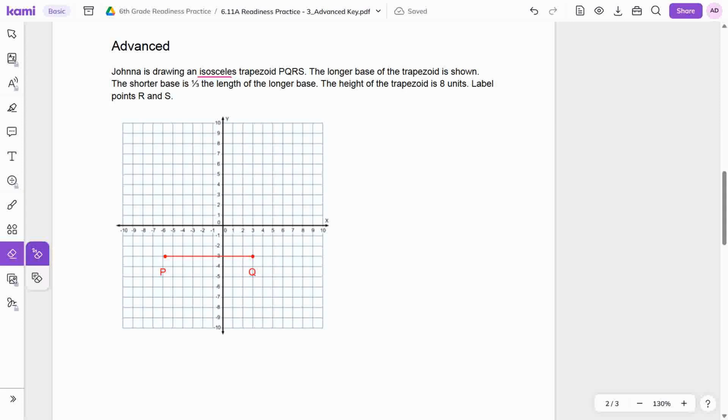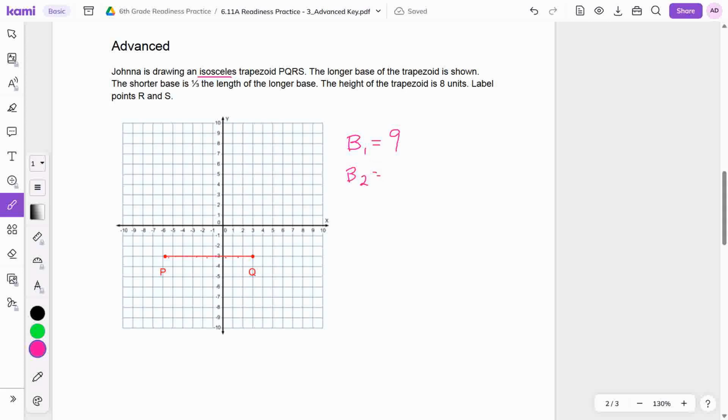The longer base is shown. All right, so we've got a base PQ, and then the shorter base is 1/3 of the longer base. So base 1 equals, let's see, 1, 2, 3, 4, 5, 6, 7, 8, 9. You can count like that, or you can just say it's from -6 all the way over to 3. So that's 9 units.